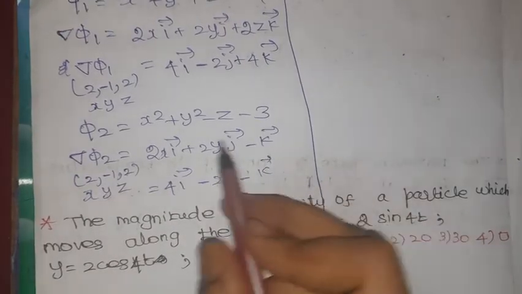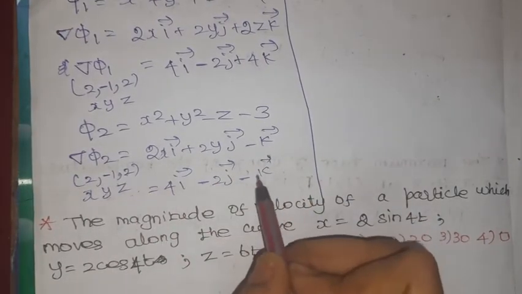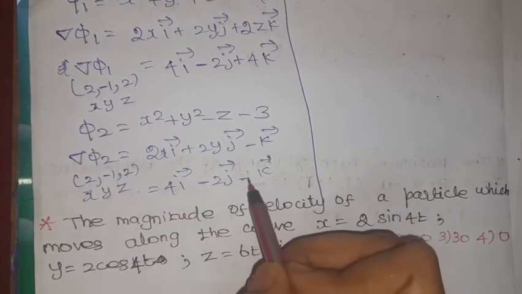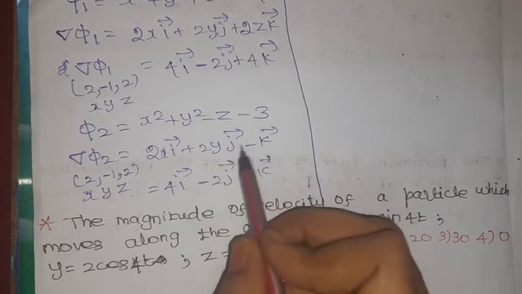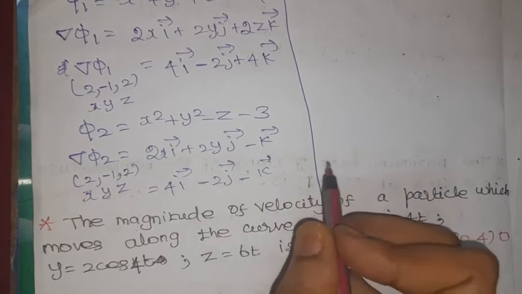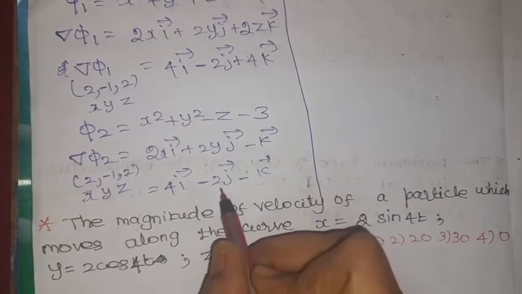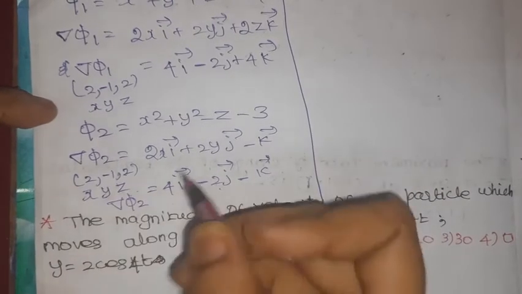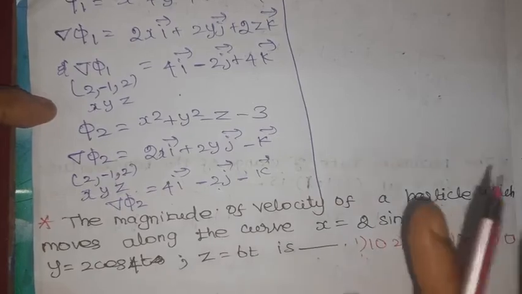By mistake we have a chance of substituting 2 in place of k, so that is wrong. There is no z term, so simply it is 4i minus 2j minus k. So this is del phi 2. So del phi 1 and del phi 2 values are given.